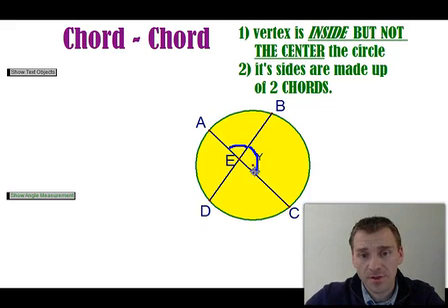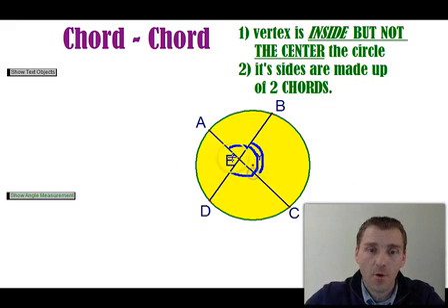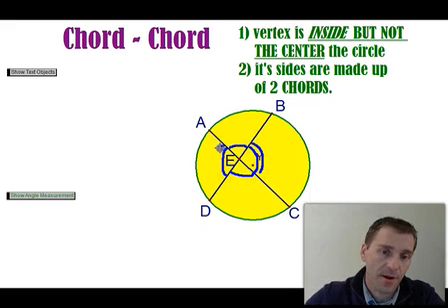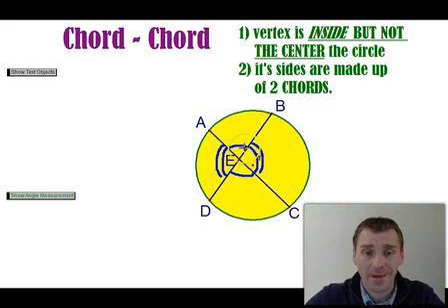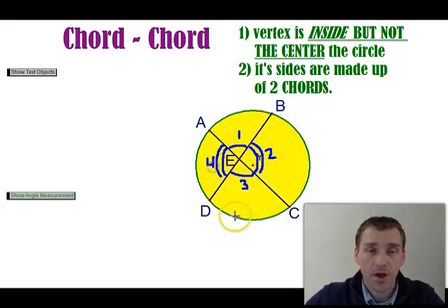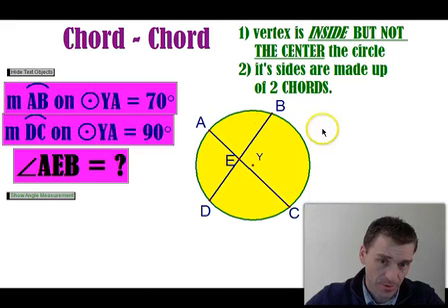Or maybe what's the measure of this angle right there? Or this angle right there? Or this one? They're all chord angles. Here's one, there's a second one, there's a third one, and there's a fourth one. So let me give you an example, and you'll see how this works.